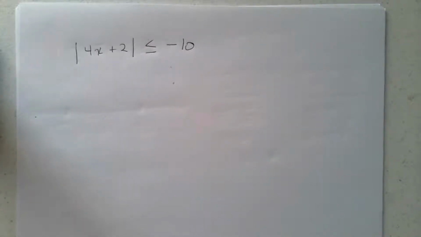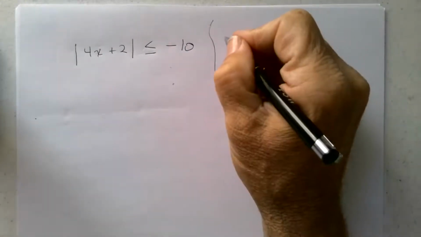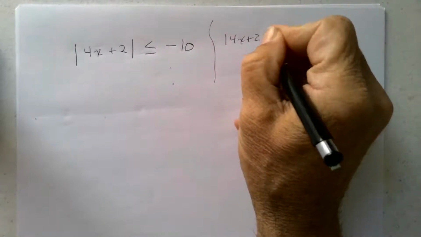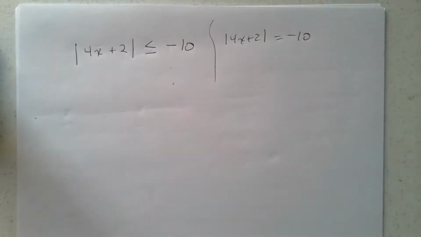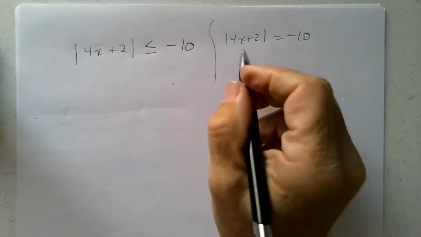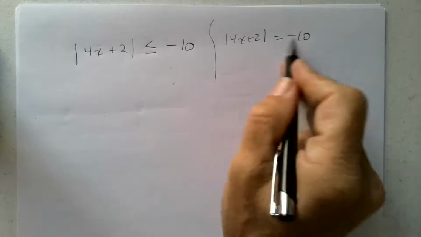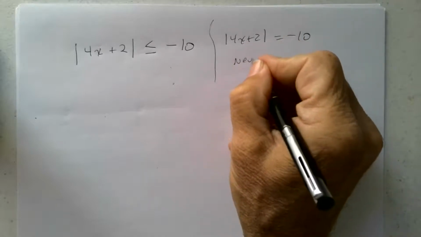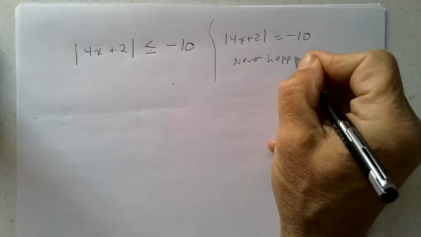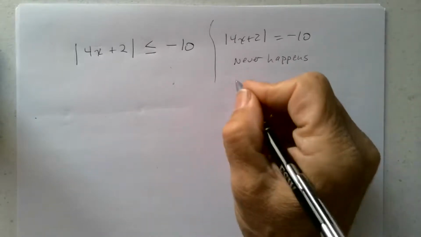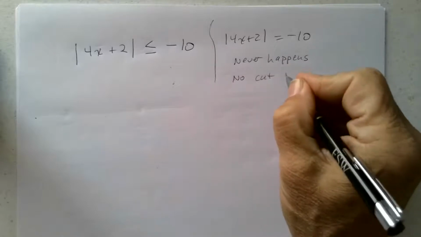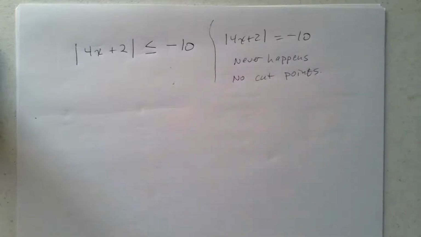Well, if you just follow this blindly, you would say, solve it as an equal. When does absolute 4x plus 2 equal negative 10? So we solve it as an equal, and then we test the numbers in the intervals to see if they're true or false. And you ask yourself, what has to be here for its absolute value to equal negative 10? That never happens. So if that's the case, there are no cut points.